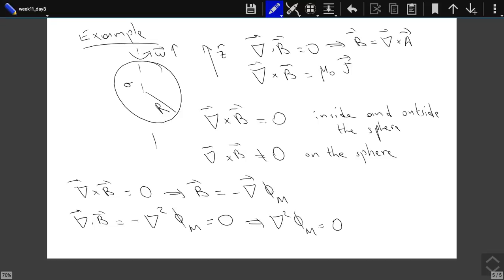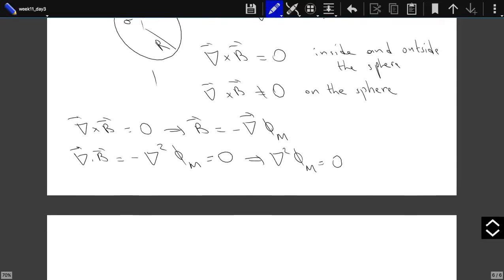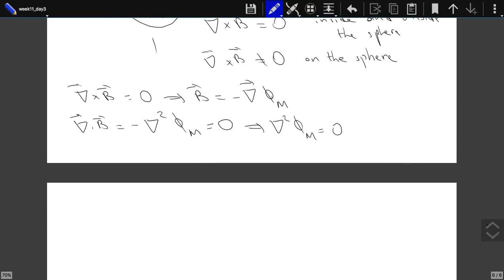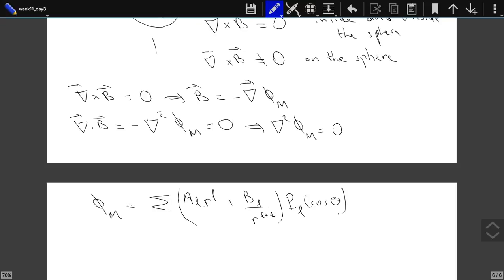We had already discussed such problems in electrostatics, and we know that if we are looking for a solution of the Laplace equation in spherical coordinates which doesn't depend on the phi coordinate, then the general solution can always be written in the form A_L times r to the L plus B_L over r to the power L plus 1, times P_L of cosine theta. Well, this is kind of a reminder about electrostatics, which is also included in the midterm. So this is the general solution of Laplace's equation in spherical coordinates that doesn't depend on phi.